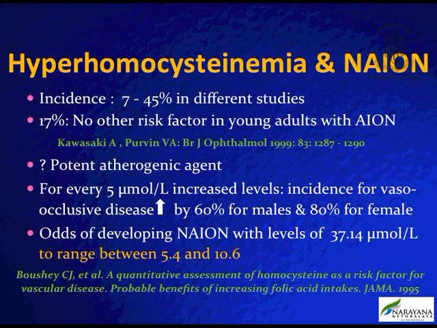Studies have shown that for every 5 micromole per liter increase in levels, there's an increased risk of developing vascular occlusive disease in males and females. And this could mean myocardial infarction, stroke, and NAION. They could also be CRVO. So in any young patient, if you think of it, do a serum homocysteine level to find out the problem.